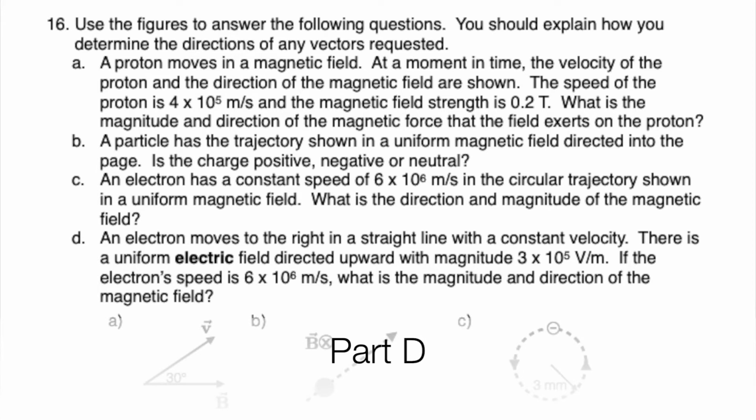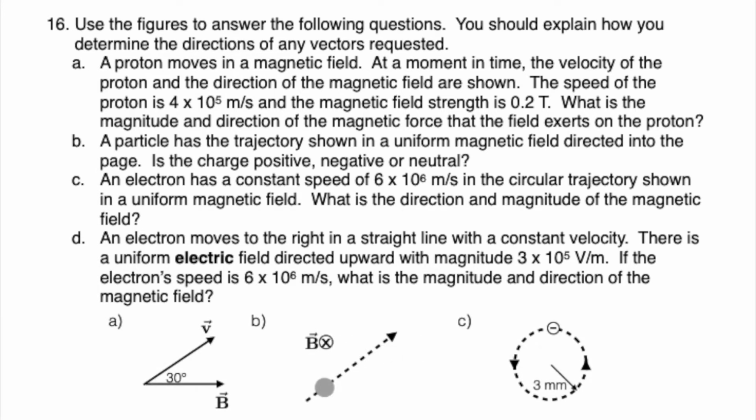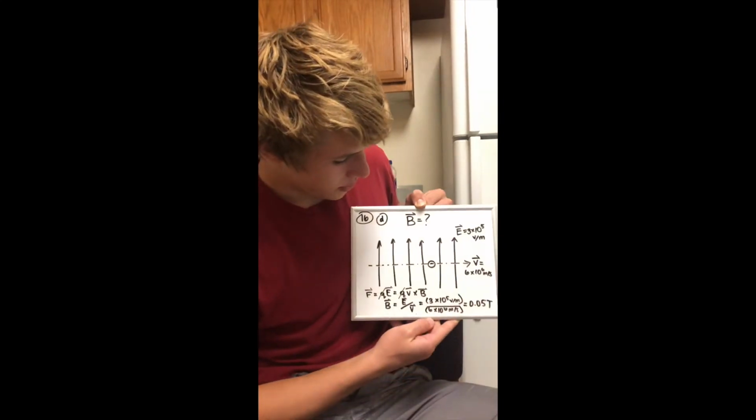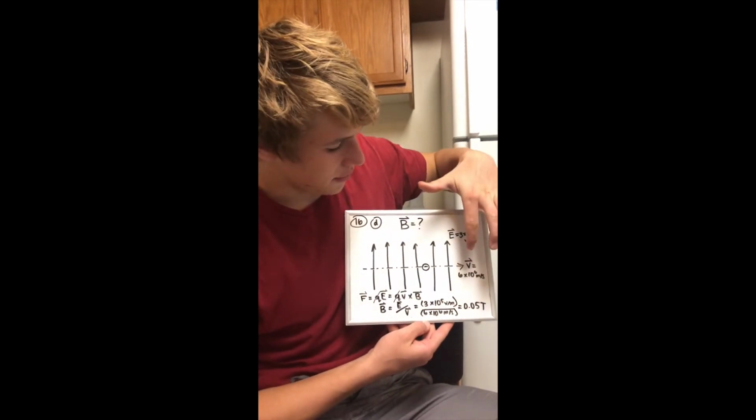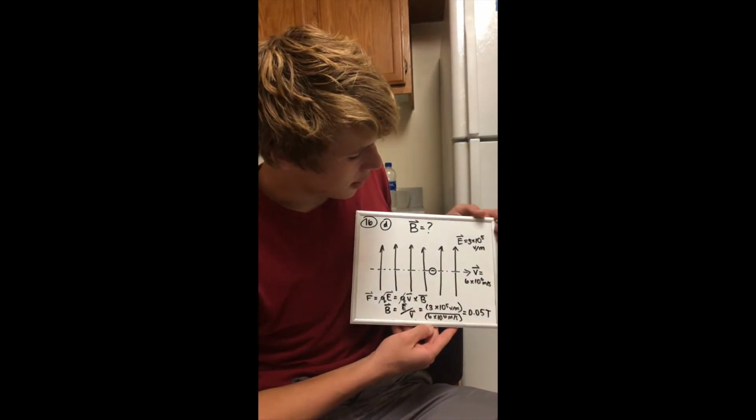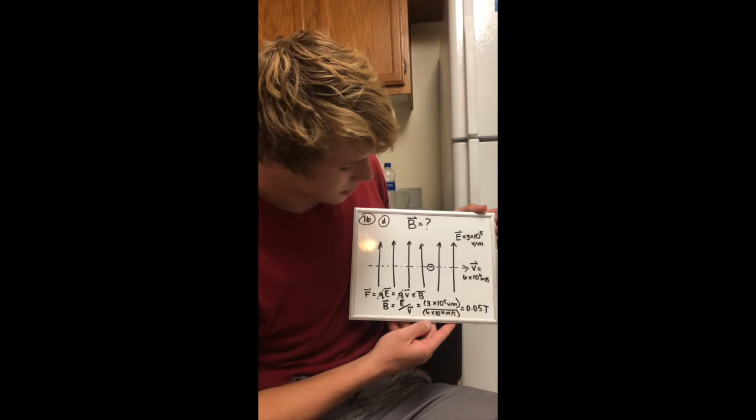For part D, an electron moves to the right in a straight line with a constant velocity. There is a uniform electric field directed upward with a magnitude of 3 times 10 to the 5th volts per meter. If the electron's speed is 6 times 10 to the 6th meters per second, what is the magnitude and direction of the magnetic field? So here we can see the trajectory of the electron to the right and the upwards facing electric field.